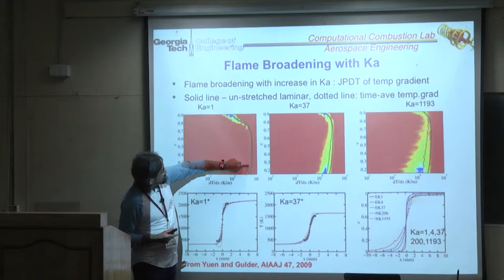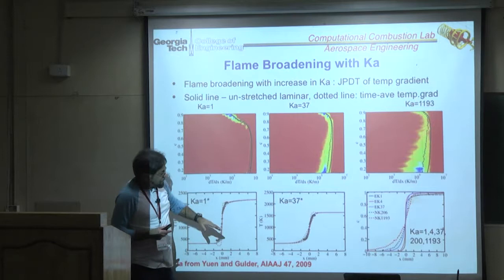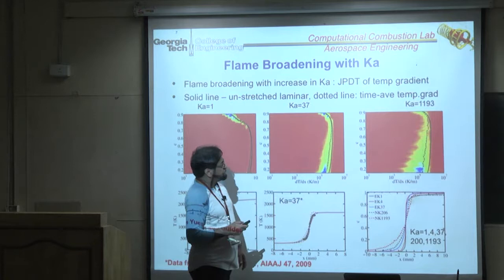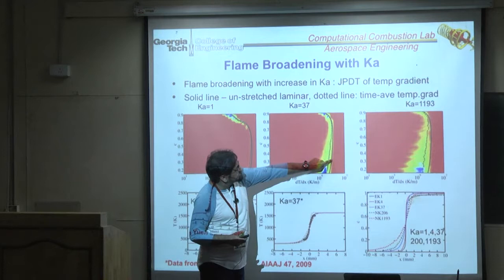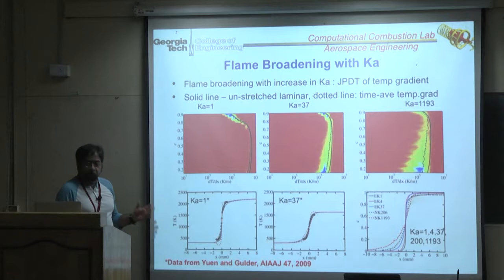There are some endpoint effects. But as you go to a larger Karlovitz number, going from 37 to 1193, you can see that the flame is broadening. And the difference between the laminar solution and the mean of the turbulent flame shape is quite different.